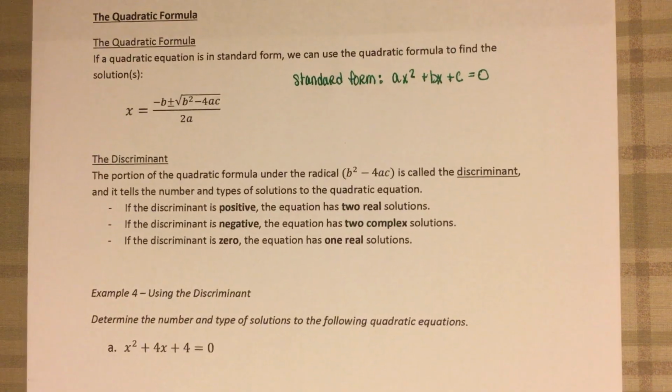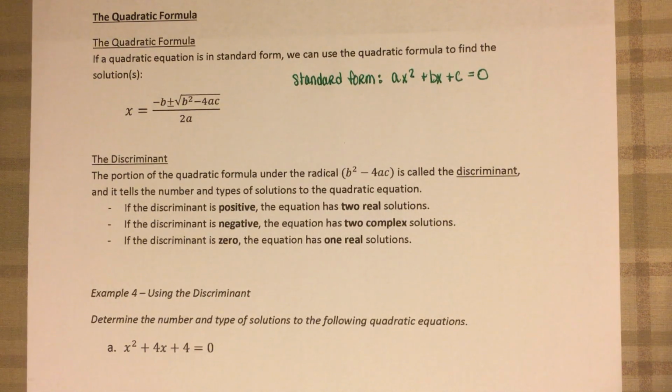Right, before we actually get into solving problems using our quadratic formula, we're going to talk a little bit about this piece that's inside our square root. This piece that's inside our square root, this b squared minus 4ac, is called the discriminant because it can help us tell and determine the number and the types of solutions that we have.